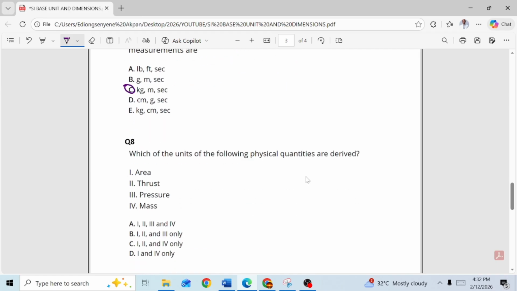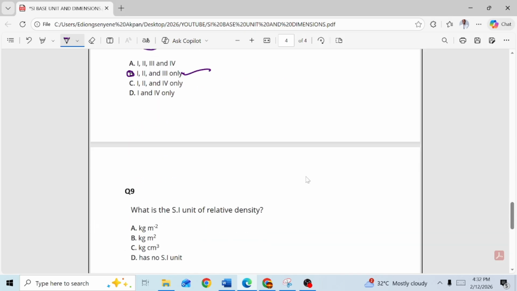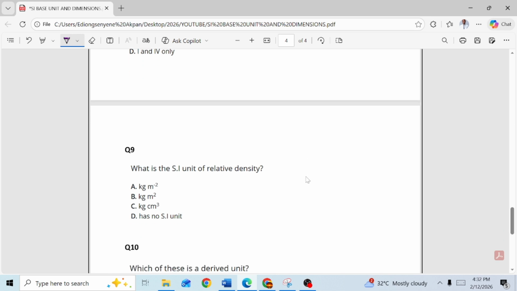Number 8. Which of the units of the following physical quantities are derived? Anything outside the 7 that I showed you is derived. So out of the 7 I showed you, only this one is here. That means the 3 there are derived. That is 1, 2, and 3 only. Number 9. What is the SI unit of relative density? Whenever you see the word relative, it means that we compare the same thing. So relative density has no units.